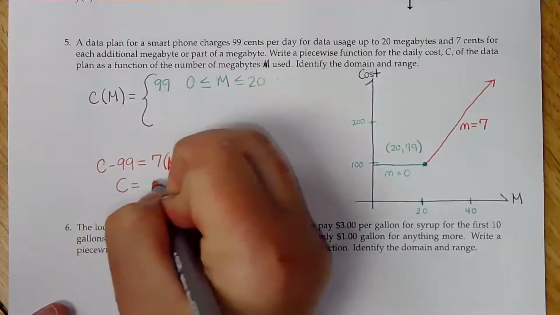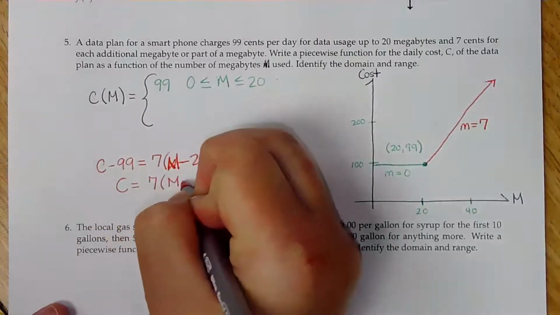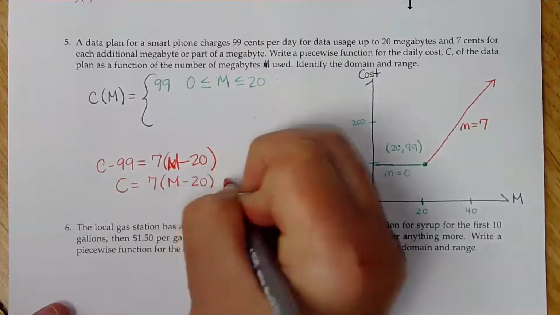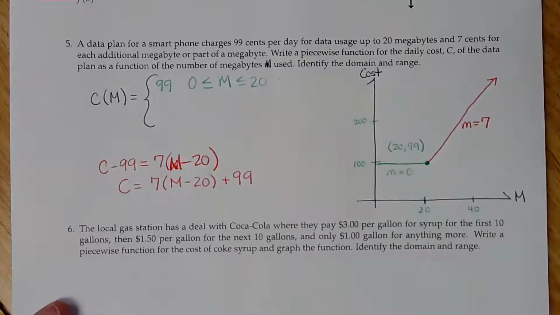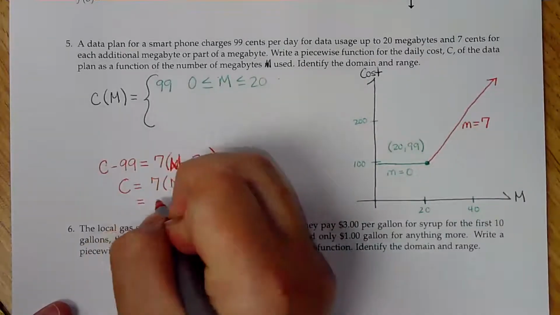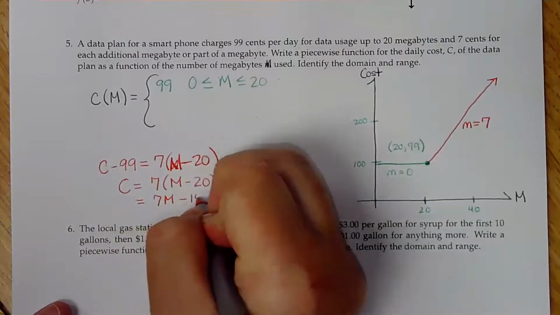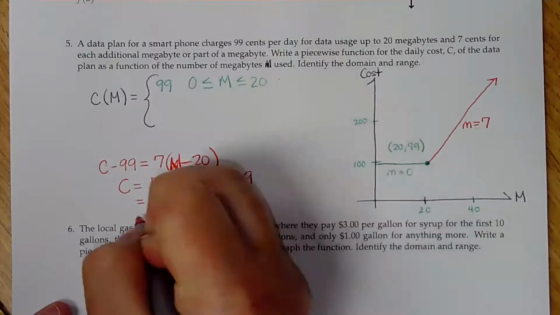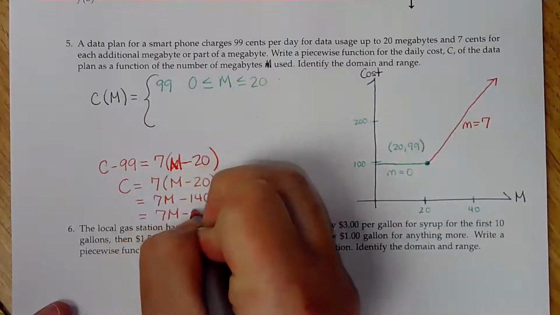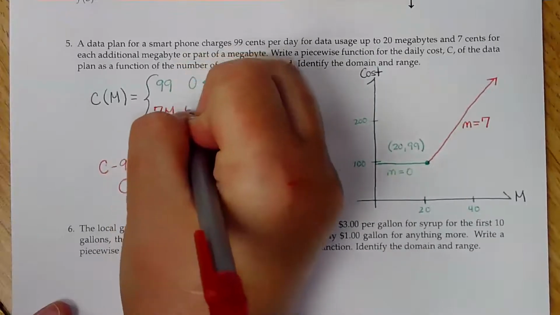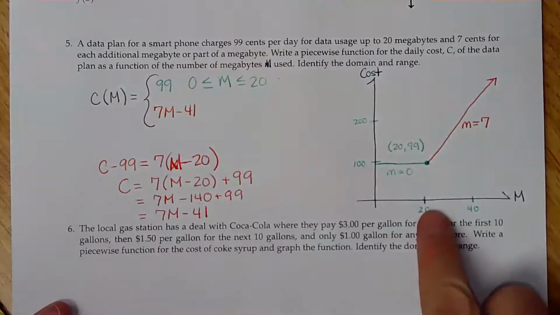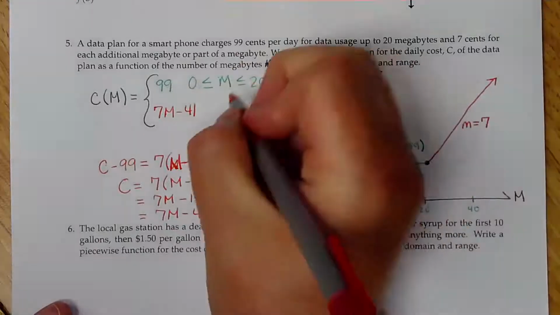I could be super lazy. Mathematicians are known for being lazy. That's why we have all this notation, so we don't have to write very much. So I could just add the 99 to the other side and say, hey, I got my function. That's actually fine. I'm okay if you do that. If you'd rather distribute and simplify, you certainly can. That gives us 7M minus 140 plus 99, which is 7M minus 41. So I'll put my 7M minus 41 here, and that's for any M that's bigger than 20.